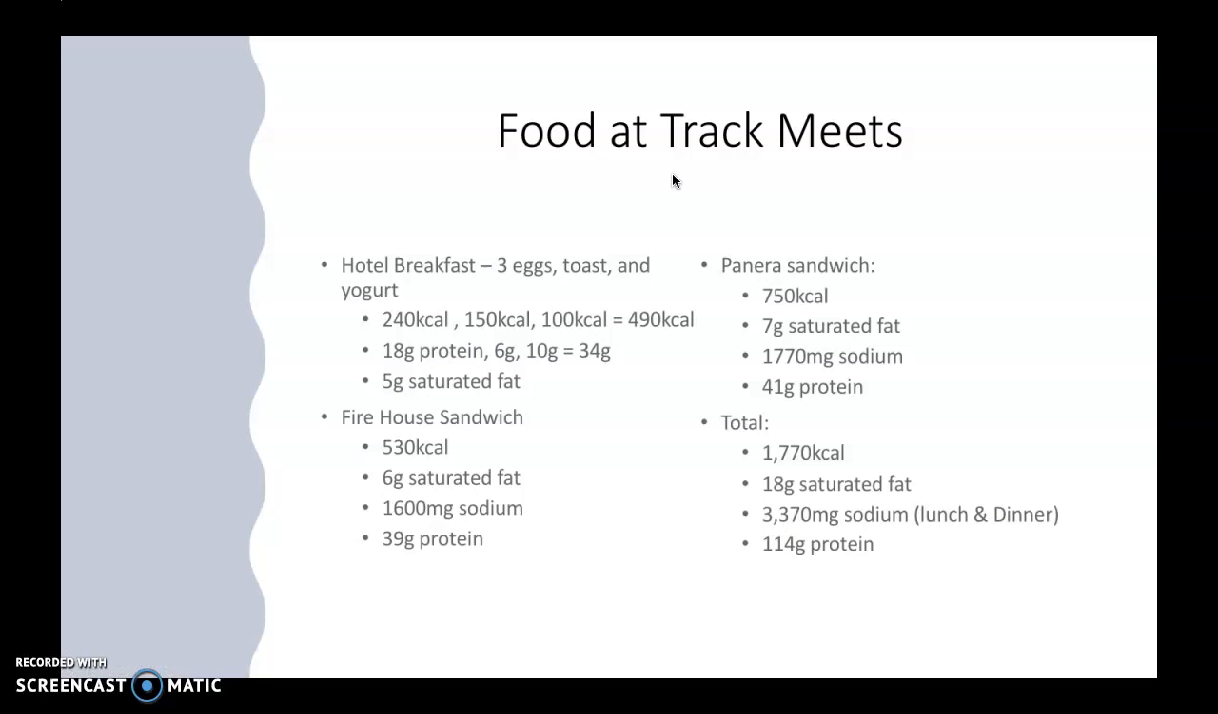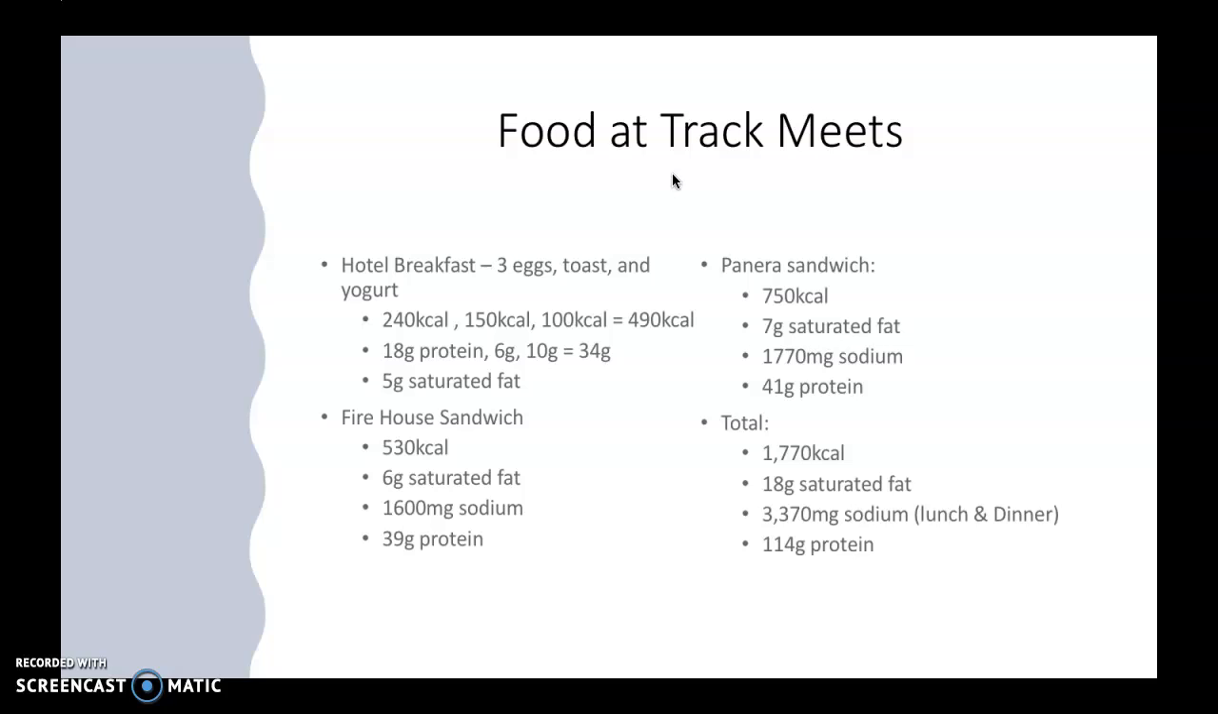So let's talk about what we're eating at meets. I kind of did an average. Everyone's going to look a little bit different, but here's a day in the life of traveling. You got hotel breakfast. I put that everyone's eating 3 eggs, 2 pieces of toast, and yogurt. Just went standard bland diet. But so you can see, this is about 490 calories and 34 grams of protein and 5 grams of saturated fat. Next we have our Firehouse sub, and I believe I did roast beef sandwich for this one.